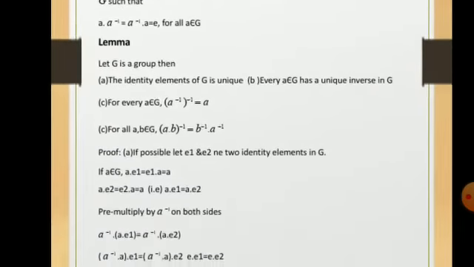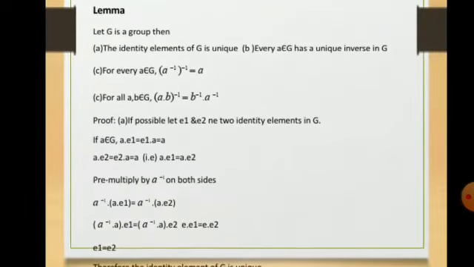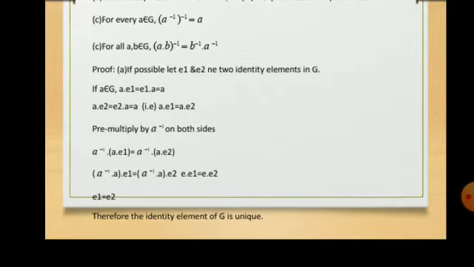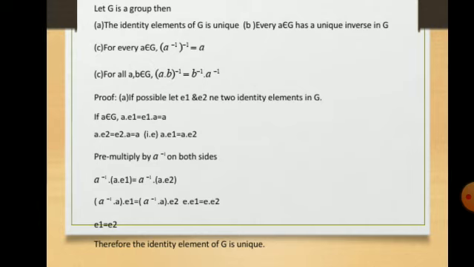Based on this definition, let us discuss one lemma. Let G be a group, then the identity element of G is unique. Likewise, the inverse element is also unique. Third one, (A inverse) whole inverse is equal to A. And the fourth one is (A dot B) whole inverse is equal to B inverse dot A inverse. Let us see the first condition.